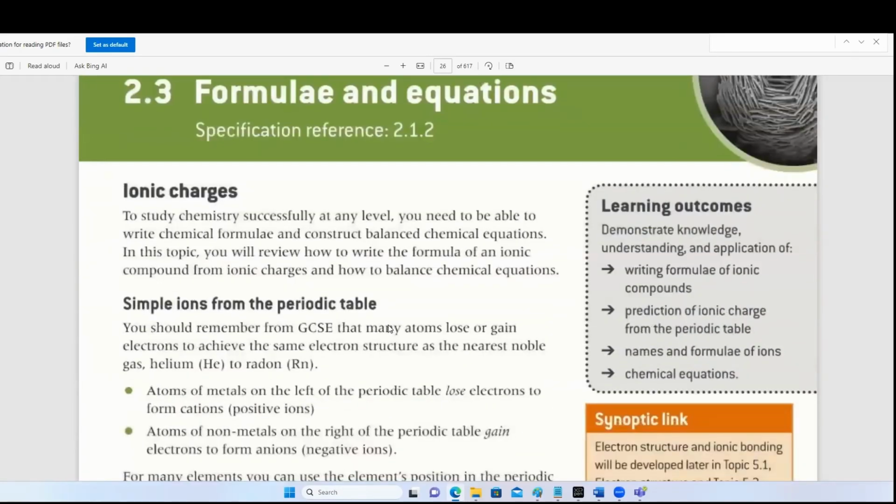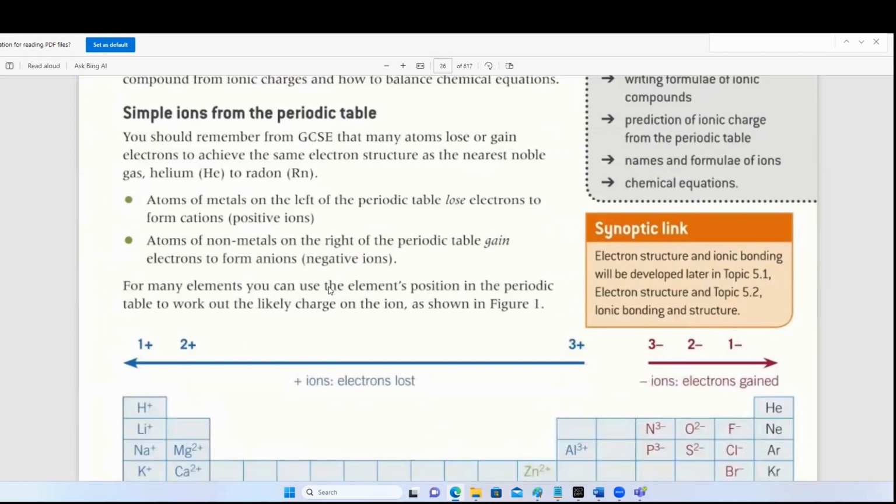Formulae and equations. Ionic charges. To study chemistry successfully at any level, you need to be able to write chemical formulae and construct balanced chemical equations. In this topic, you will review how to write the formula of an ionic compound from ionic charges and how to balance chemical equations. Simple ions from the periodic table.